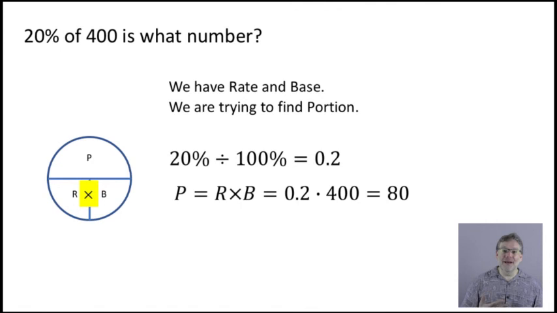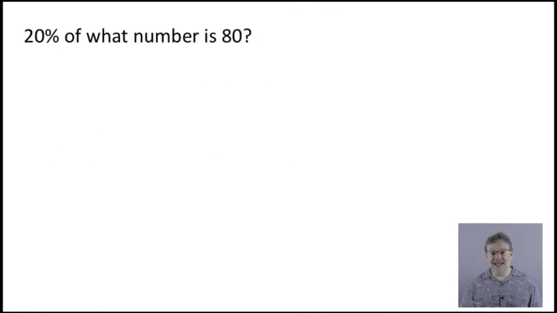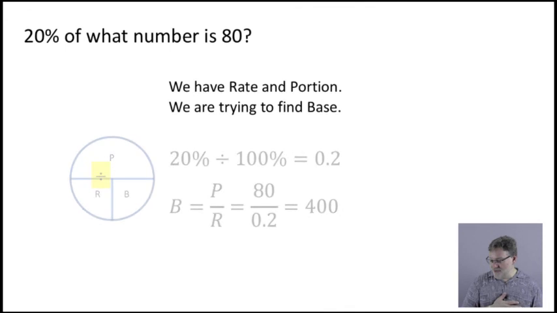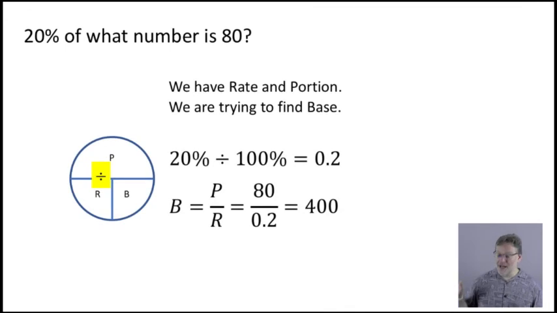Here's another example. 20% of what number is 80? Okay, we know what the rate is. It's 20% once again, but this time it's 20% of what number? The of what number, that's the base. So our base is unknown. We're trying to find what the base is, and we have, apparently, portion and rate. So what do we do here? Now that we know these things and we're trying to find this, we use this version of the diagram where we're trying to find base, and what we do is we take portion and divide it by rate. And again, rate is expressed as, in this case, a non-percent, 0.2. So we have 80 divided by 0.2, or 400.